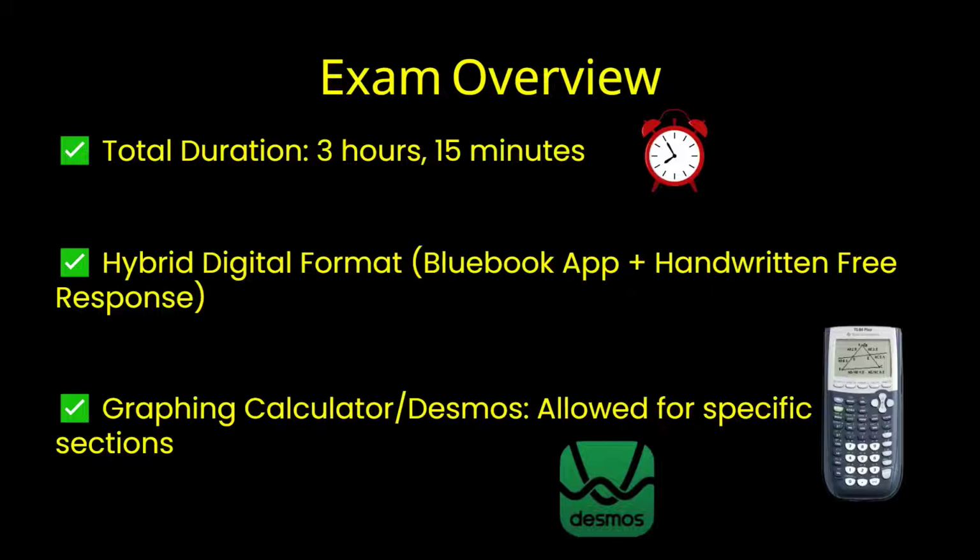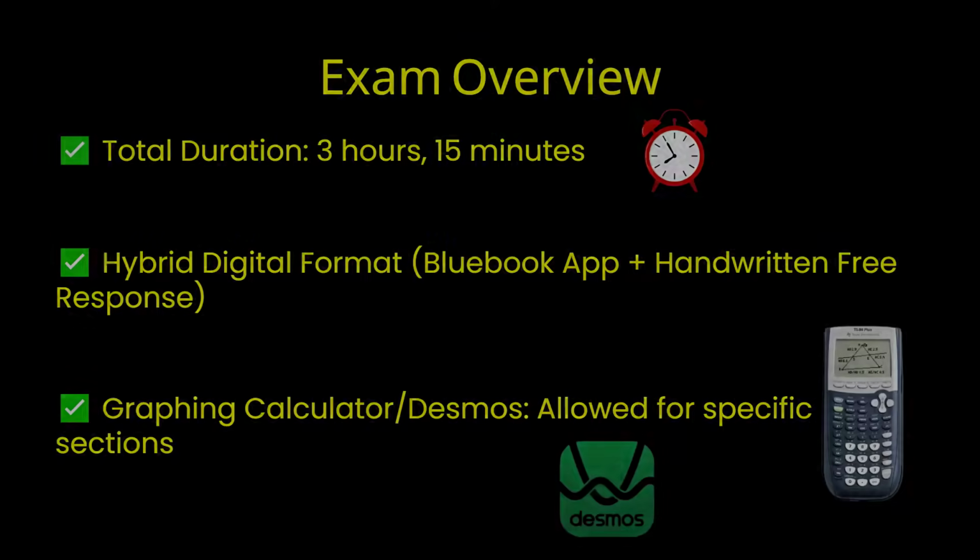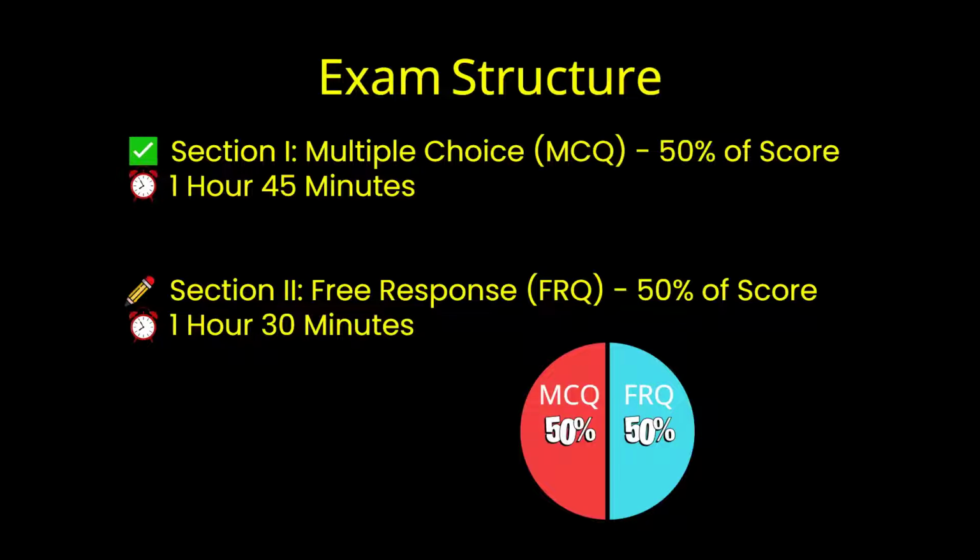Now, a general overview of the exam. It's 3 hours and 15 minutes. You're allowed to bring a graphing calculator or use Desmos for specific sections. Now, let's take a look at the specific structure of the exam. The AP Calculus AB exam consists of 2 sections. Section 1, multiple choice, is 50% of your score and consists of 45 questions. They're going to give you an hour and 45 minutes for that. Section 2 is free response questions. Again, this is 50% of your score, and you get an hour and 30 minutes for that.